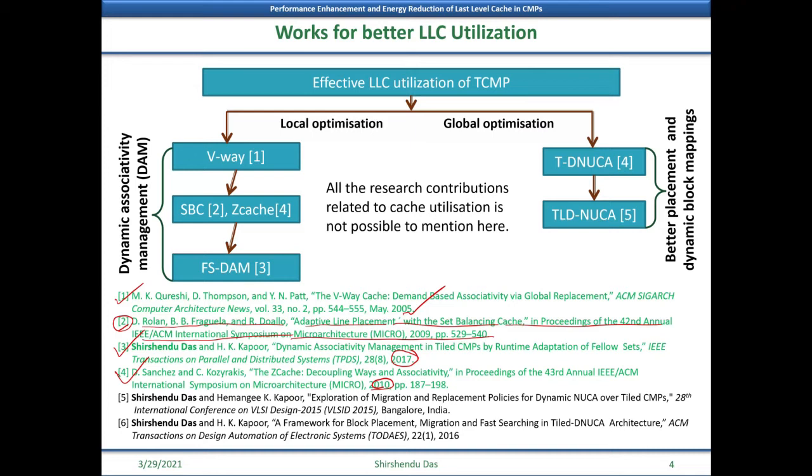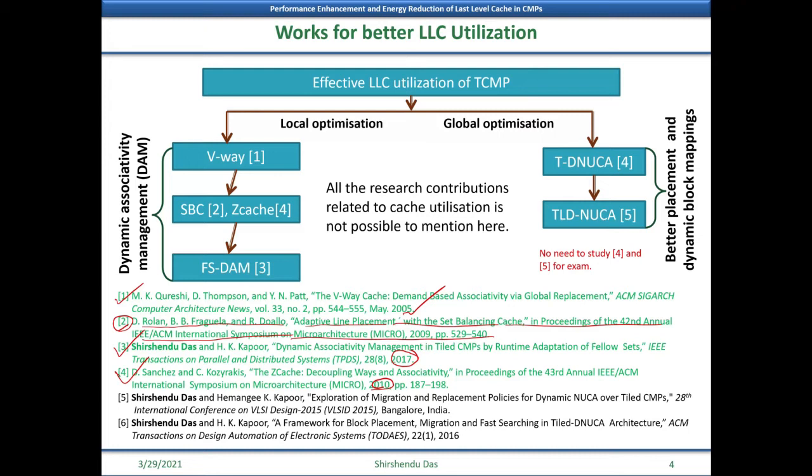And if I go to the right side, that is global optimization, we'll discuss two papers, TD NUCA and TLD NUCA. These are not important for your exam, but I'll discuss them in one lecture, just for completeness. Plus, if you want to do research in this area, then these two papers will be important for you. So I'll discuss this.